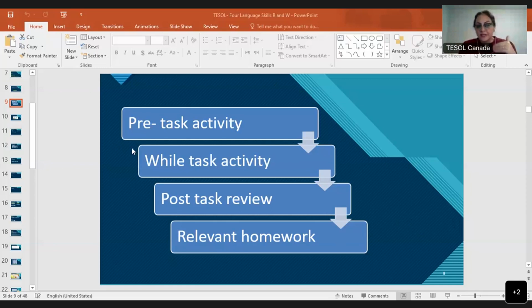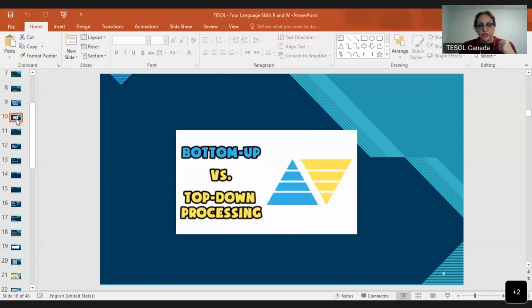So for reading, is reading a receptive or productive skill? Which one? Reading is a skill. Is it receptive or productive? Receptive. Bravo, it's receptive. So in receptive skills like listening, we are working on top-down and bottom-up processes, both.